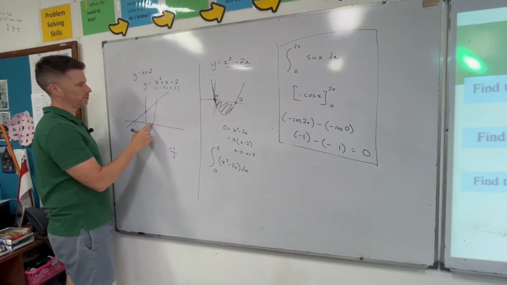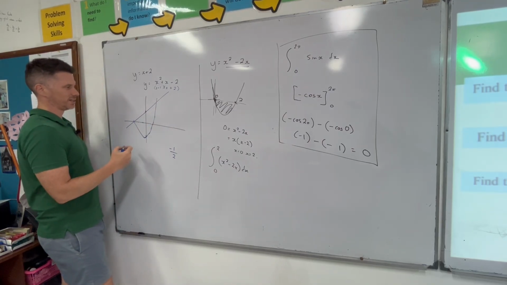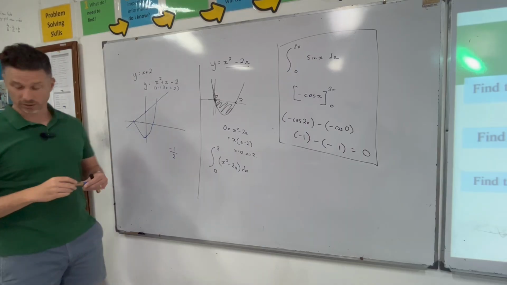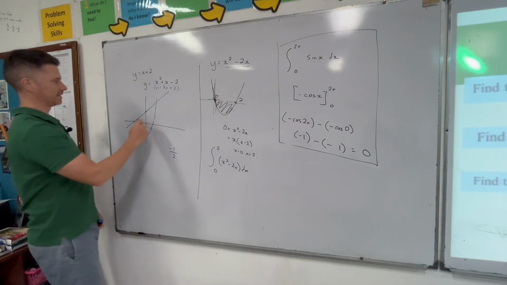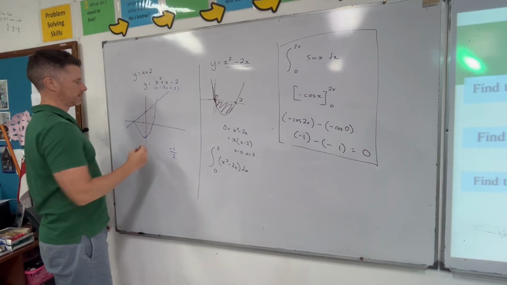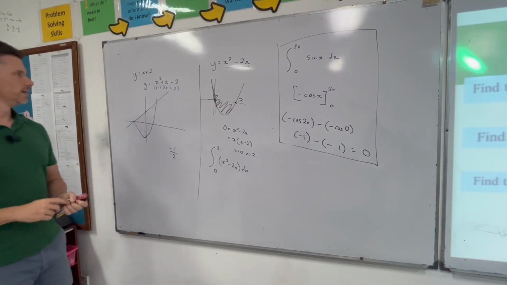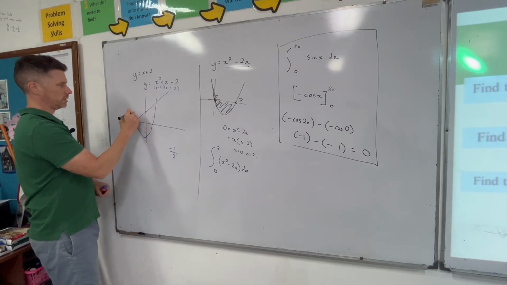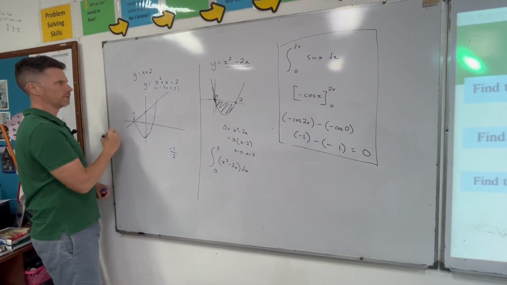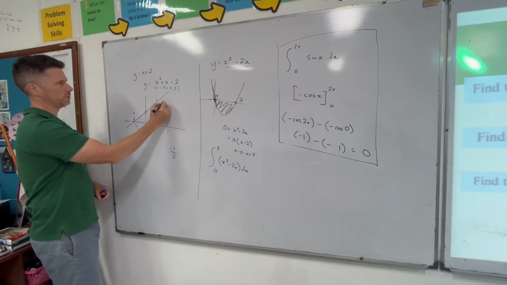All right, so now we have a visual. It's not a great curve, but we're looking for the area between the two. That area, fantastic. And we know that this point here is minus 2. And this point here, we don't know.